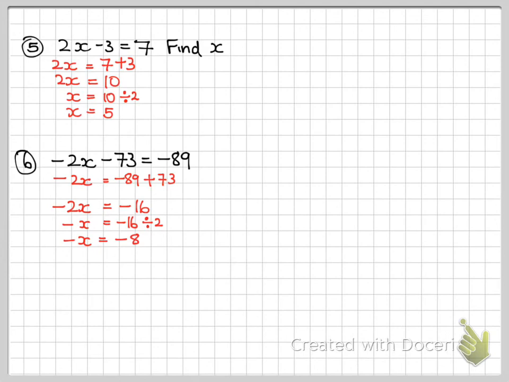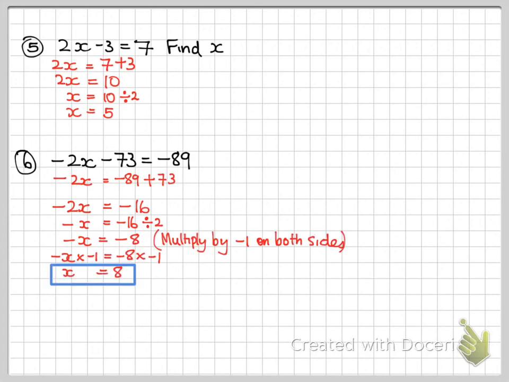Now we don't want minus x, we want x. How can we get a positive x? We know from our multiplication rules that minus x times minus 1 must give me positive x, and what I do on one side of an equation, I do on the other side. If I multiply the left-hand side by minus 1, I must multiply the right-hand side by minus 1, so the equation will still be balanced. So I end up with an answer of x is equal to 8. There you go, x is equal to 8.